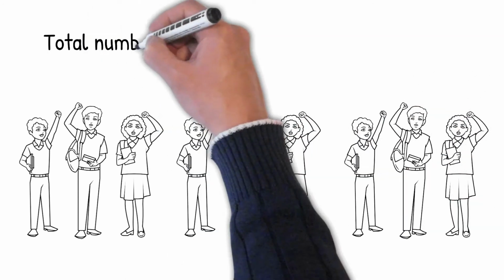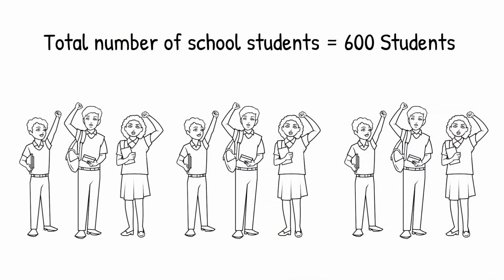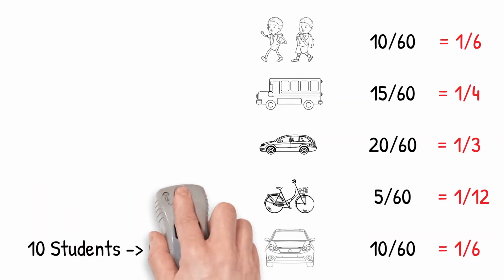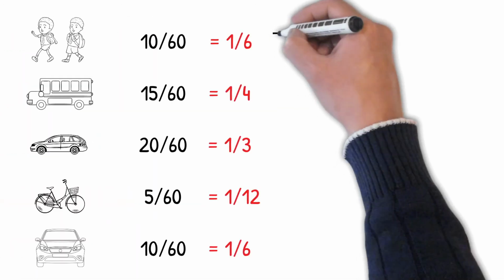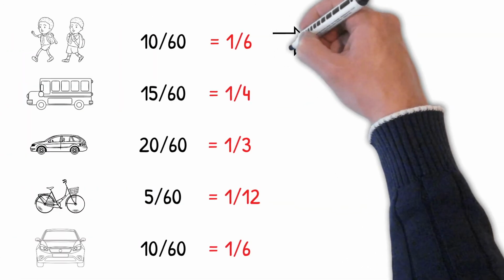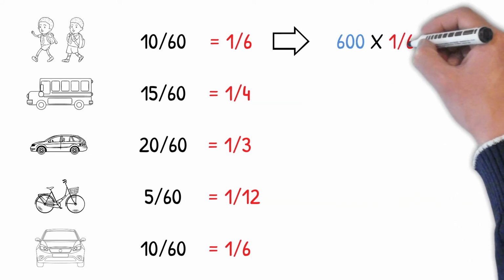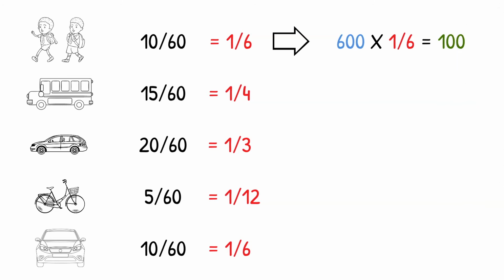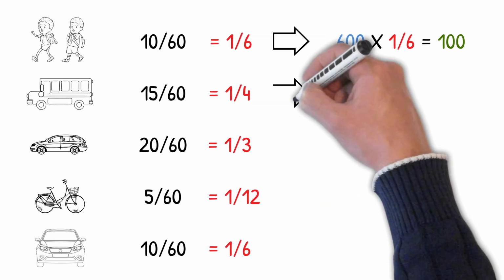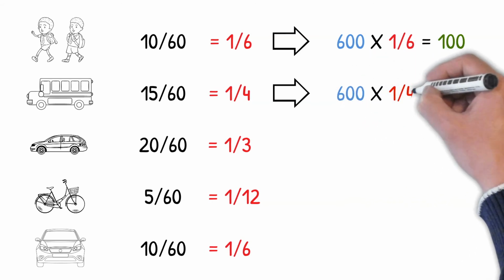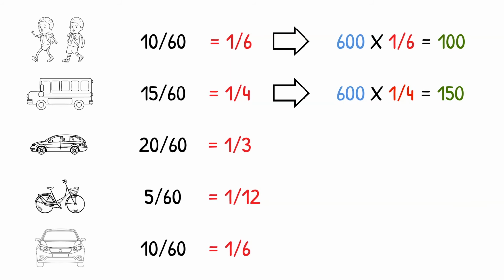If the number of students in the school is 600 students, can you predict the number of students coming to the school on foot? Sure. Let's calculate it. The prediction is 600 times 1 over 6 equals 100 students. Can you predict the number of students coming to the school by bus? The prediction is 600 times 1 over 4 equals 150 students.